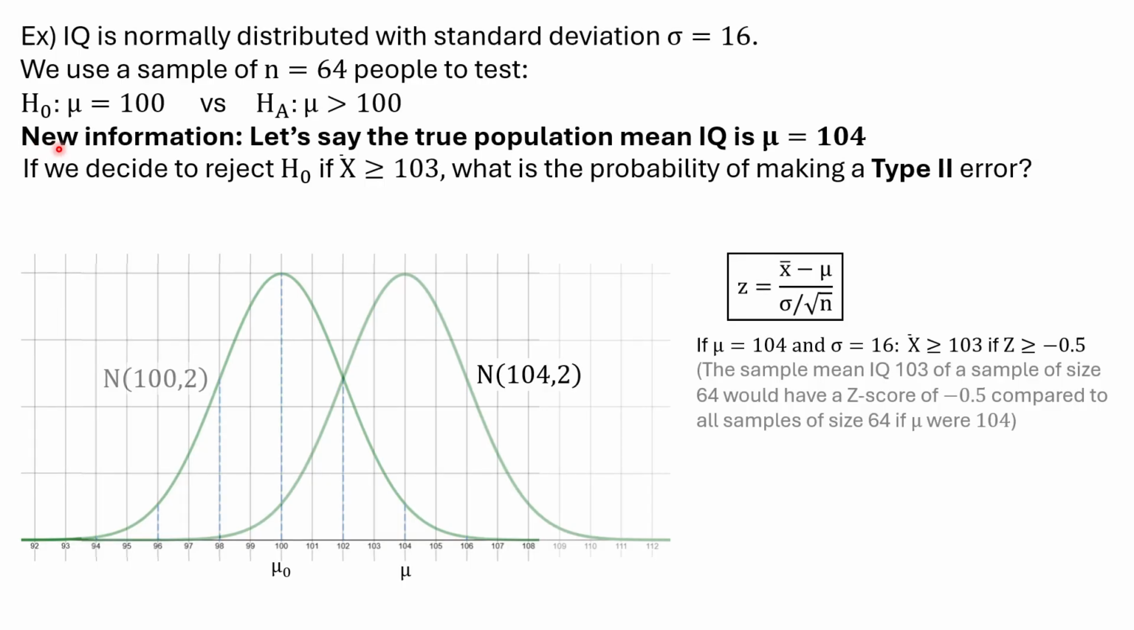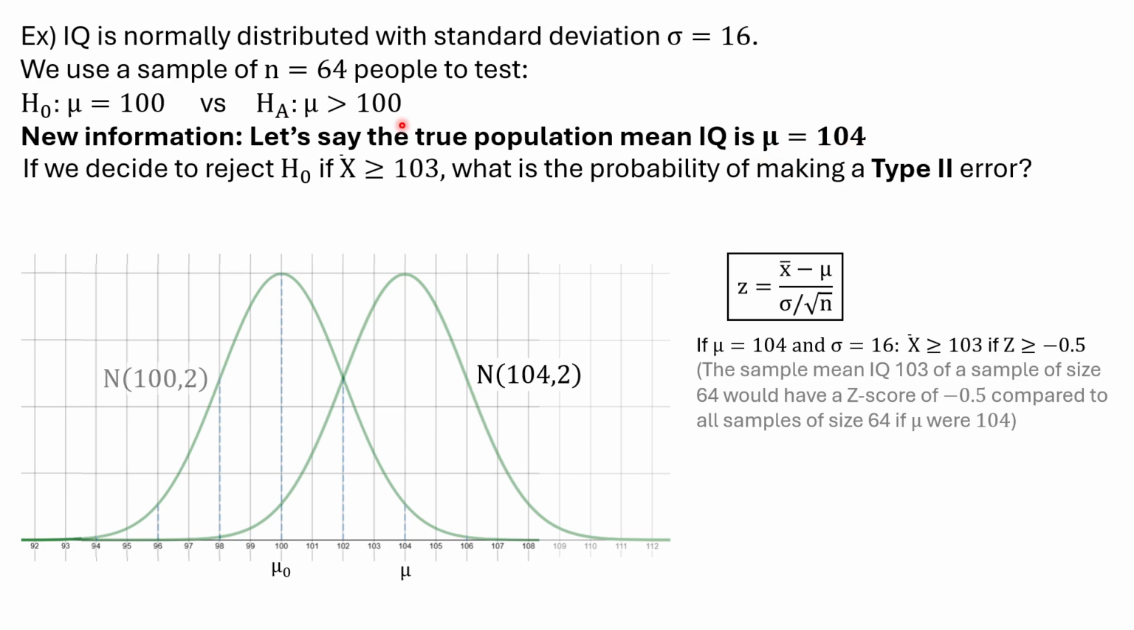Now let's say we have some new information, that the true population mean IQ is actually 104. Using the same decision to reject the null hypothesis if x bar is larger than or equal to 103, what's the probability of making a type 2 error? Meaning, what's the probability of not rejecting the null hypothesis when we actually should?